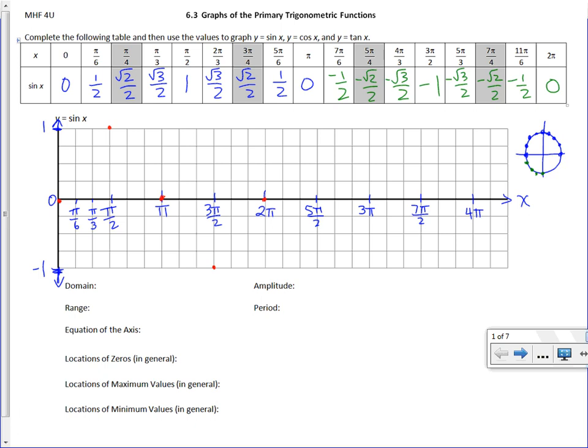Where would pi over 4 be if you wanted to graph that one too? Right in the middle, between the pi over 6 and the pi over 3. But again, extra info, don't really need it.